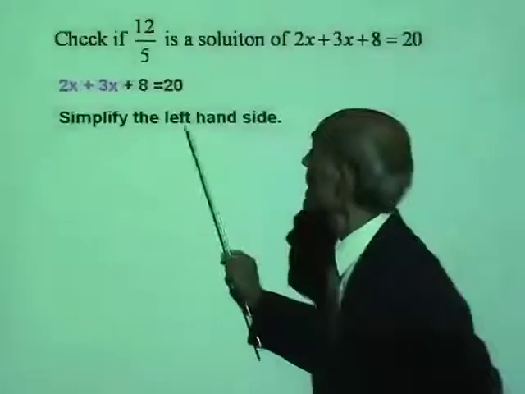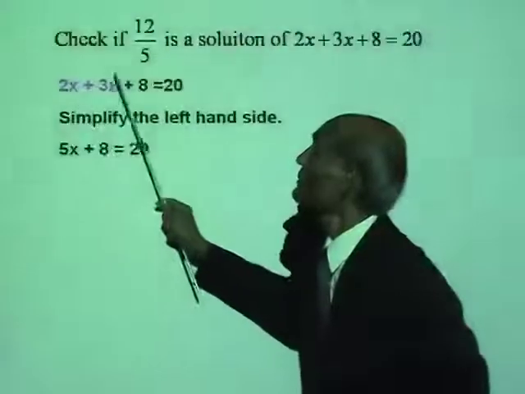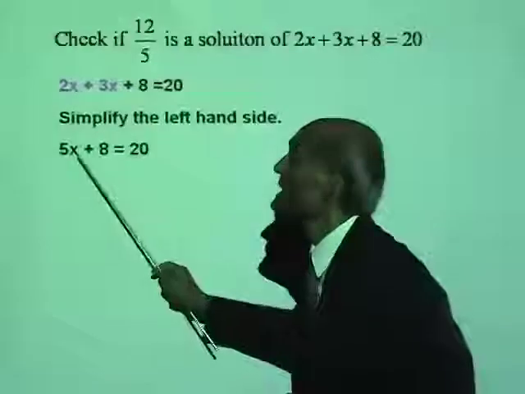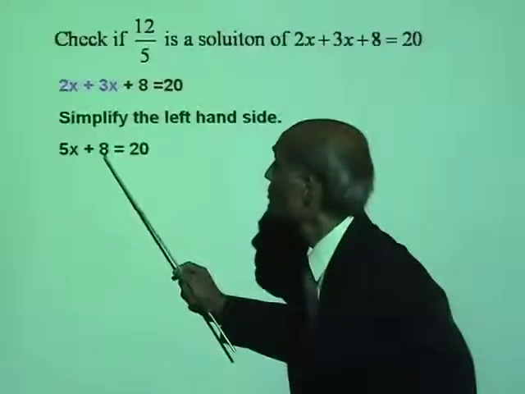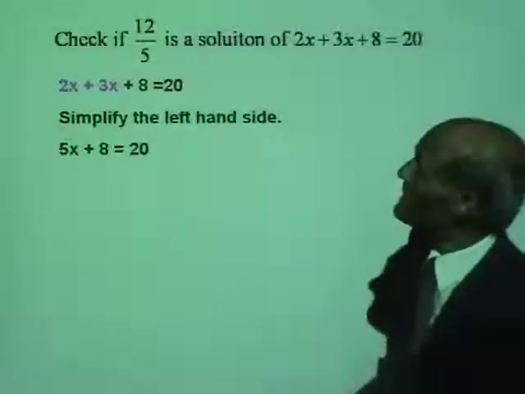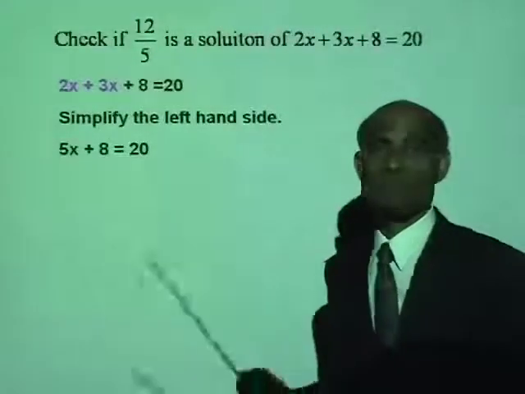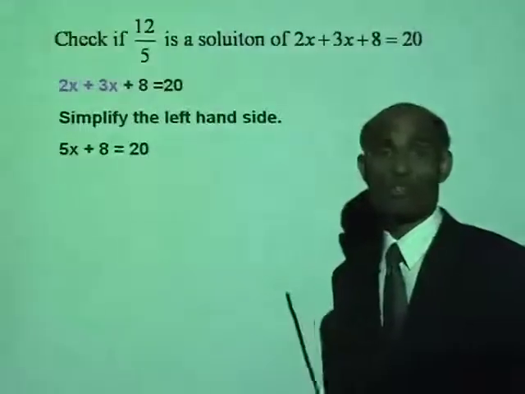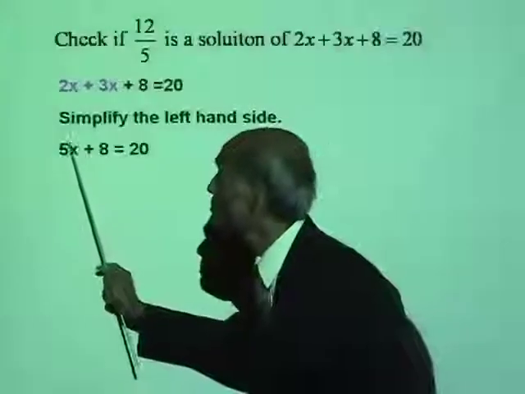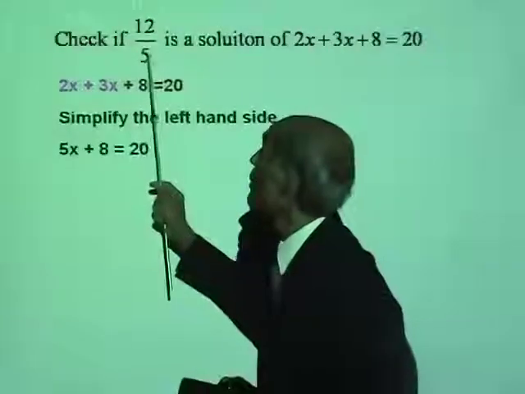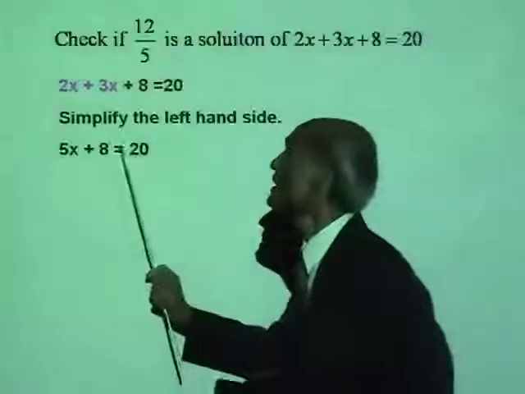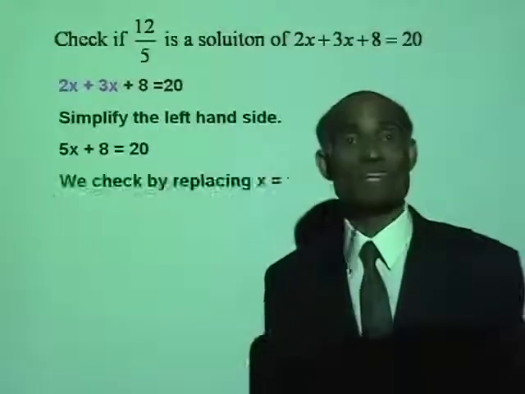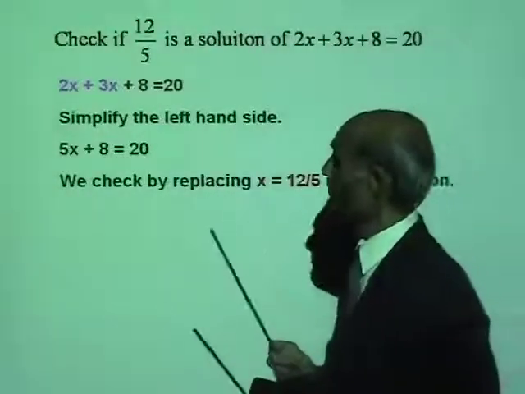Alright, so simplify the left hand side. We get 2x plus 3x is 5x. So 5x plus 8 equal to 20 is now that equation. Now, in order to check if 12 over 5 is a solution, what all we now need to do is replace x by 12 over 5 and see if the value on the left hand side equal to the value given on the right hand side. Alright, can you do that?